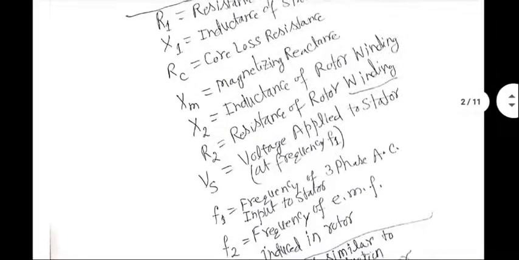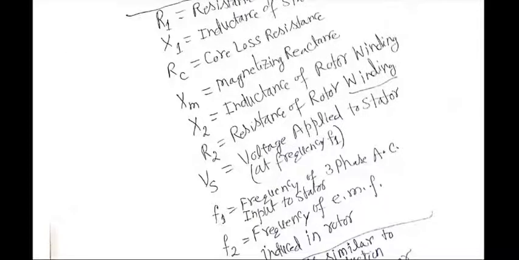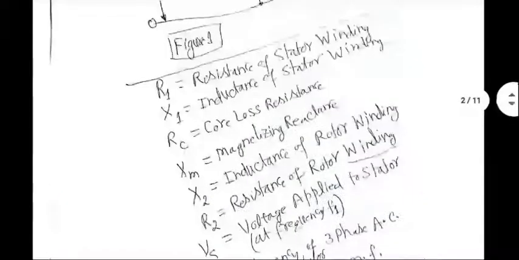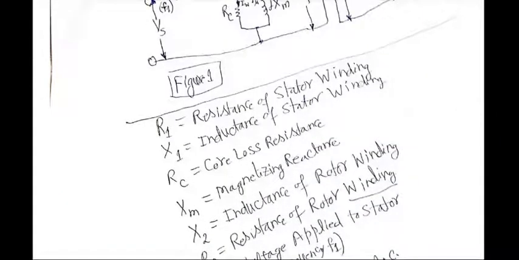Vs is the voltage applied to stator per phase, of course, and the frequency F1. F1 is the frequency of the three-phase AC supply to the stator. F2 is the frequency of the EMF induced in the rotor. So this is probably self-evident. Again, there is a typographical mistake. X1 is not inductance. It is the inductive reactance of stator. And R1, of course, is the resistance of the stator.